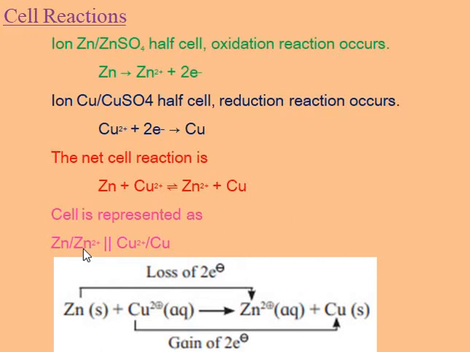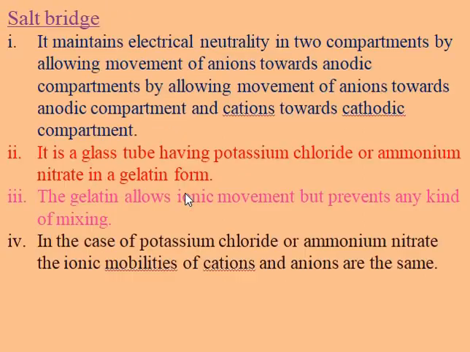This is the cell representation, and the cell reactions are: zinc loses 2 electrons to form Zn2+, and copper gains 2 electrons to form Cu as a solid. These are the cell reactions that occur in the Daniell cell. Next part is the salt bridge.